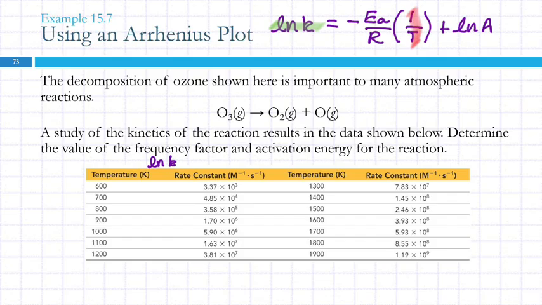And there's nothing mystical about this. You're just going to find the natural log of that number. So the natural log of 3.37 times 10 to the third is 8.123. So for each of these rate constants, you need to find the natural log of the rate constant. So you'll have another column of data.